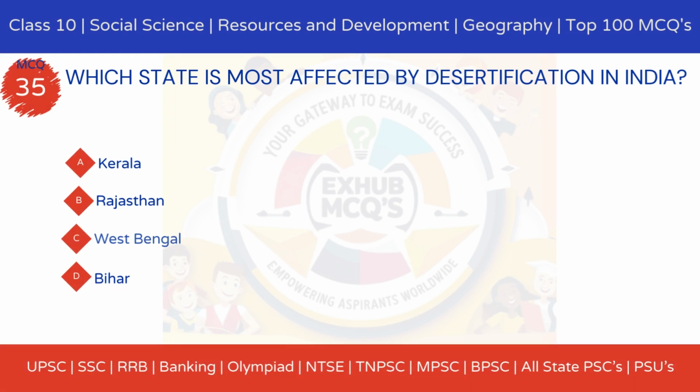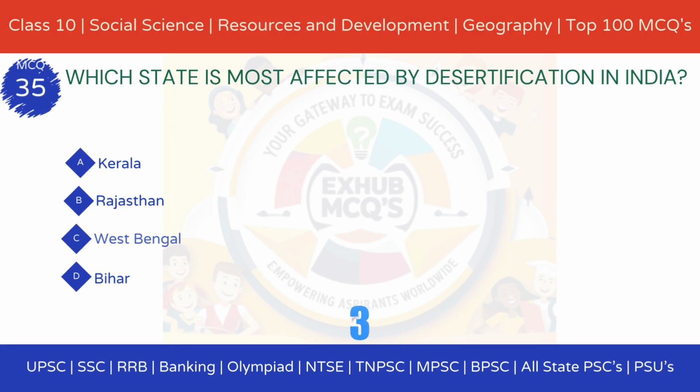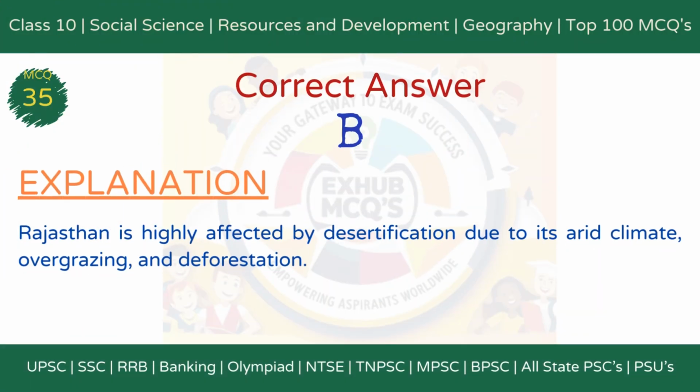MCQ35. Which state is most affected by desertification in India? Option A, Kerala. Option C, West Bengal. Option D, Bihar. The correct answer is option B, Rajasthan. Explanation: Rajasthan is highly affected by desertification due to its arid climate, overgrazing, and deforestation.